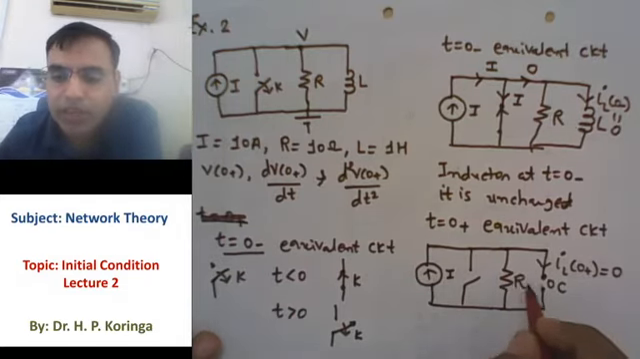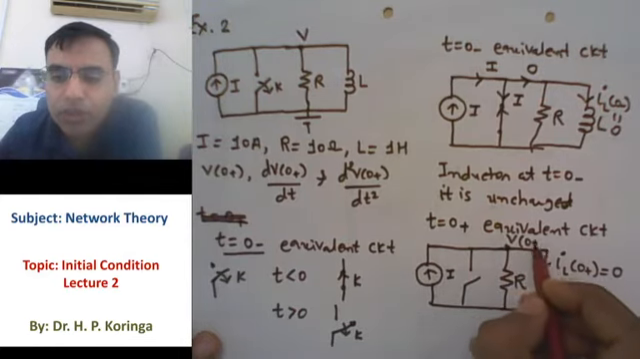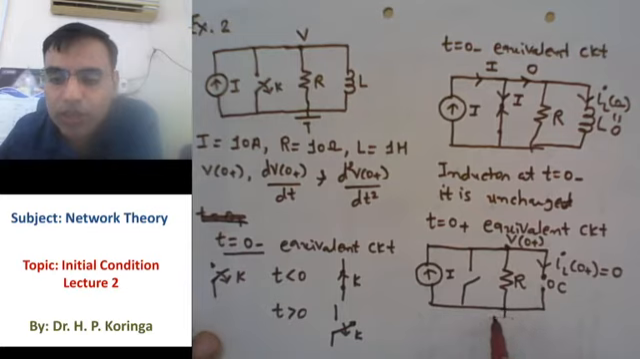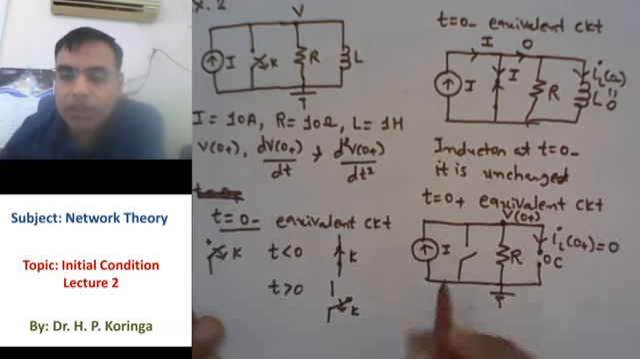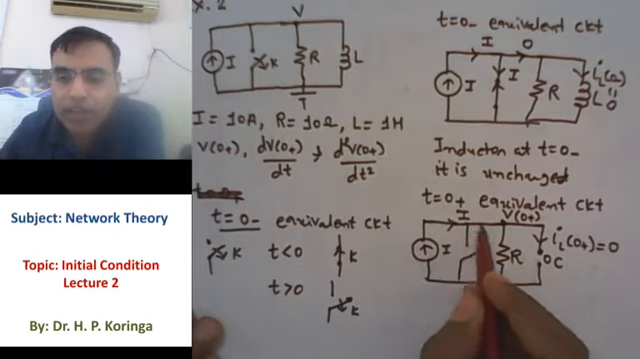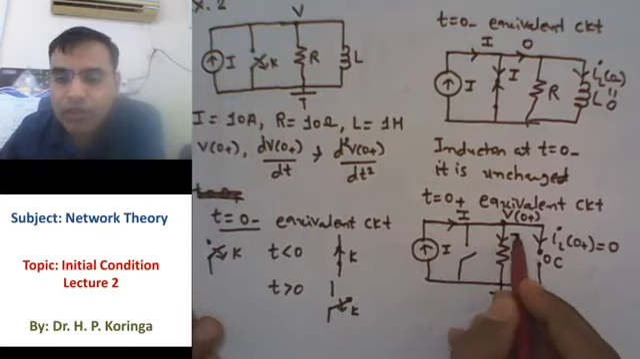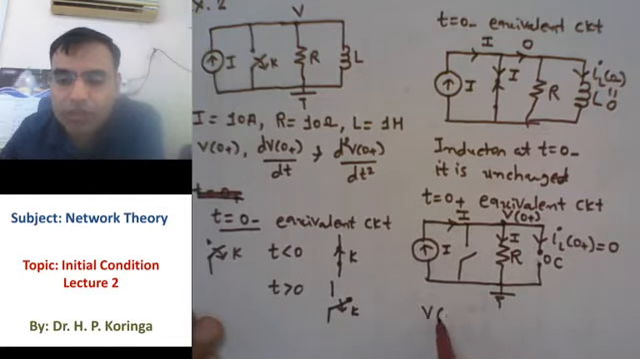Here we have an R. Whatever this V is with respect to this ground, it is called V0 plus. With respect to this ground, what is the V? It is called V0 plus. So what is the V in this network? It is this I current. This I current passes through this R network, right? So I into R is V0 plus. So V0 plus is current I into R.